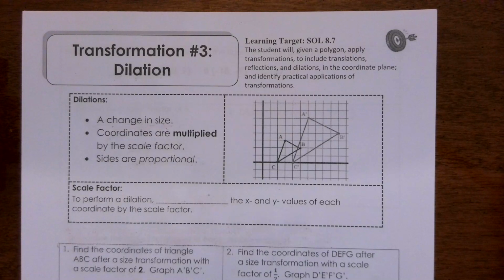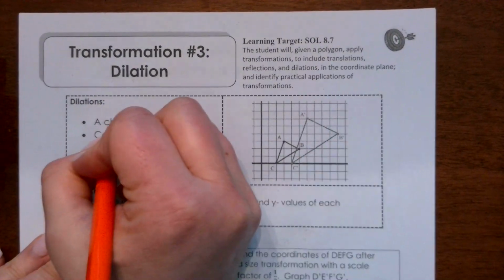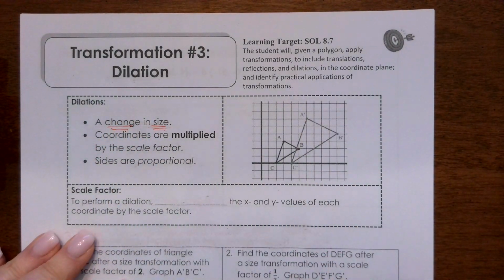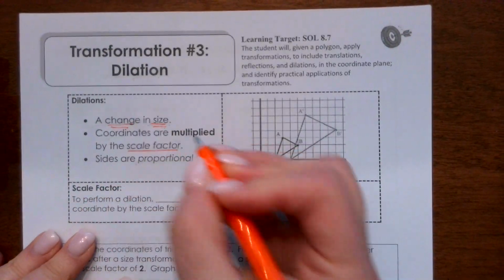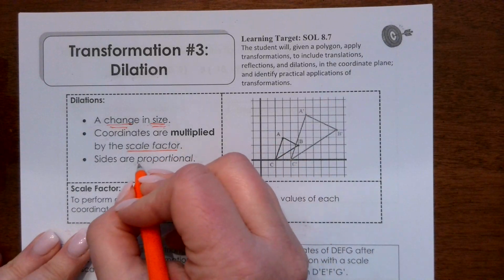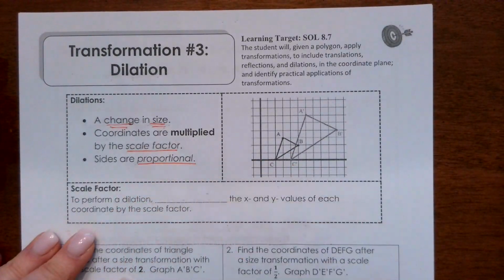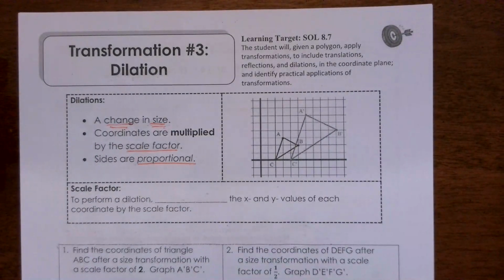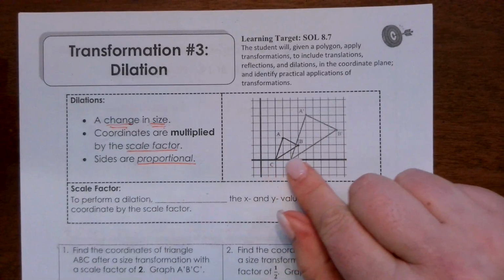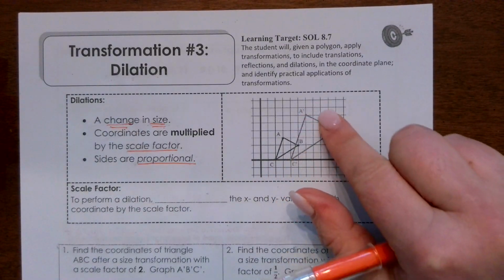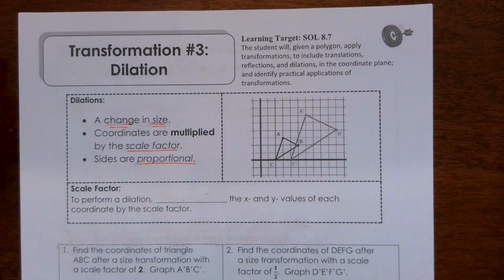Now, unlike the other transformations we've talked about thus far, the translation and the reflection, which did not change size, a dilation actually does change size. And it's going to change size because we are going to multiply our coordinates by something called a scale factor. And by doing so, we will create sides that are proportional. So what you should have is the same shape right here. Here's a small ABC multiplied by a scale factor to get a larger one of the same shape.